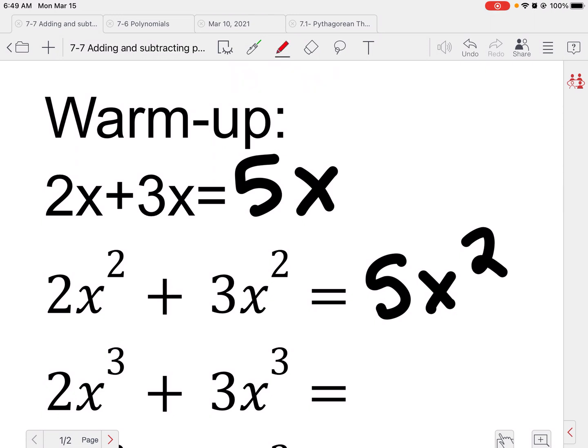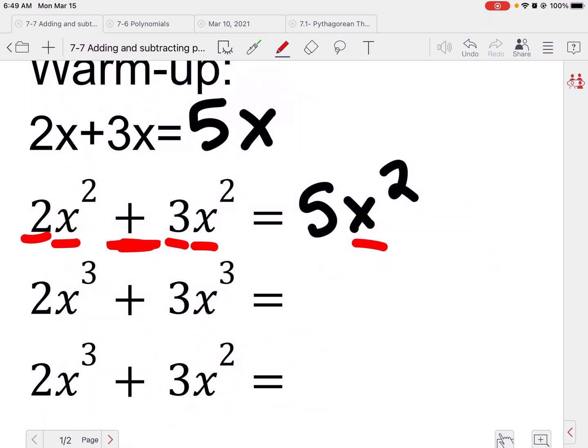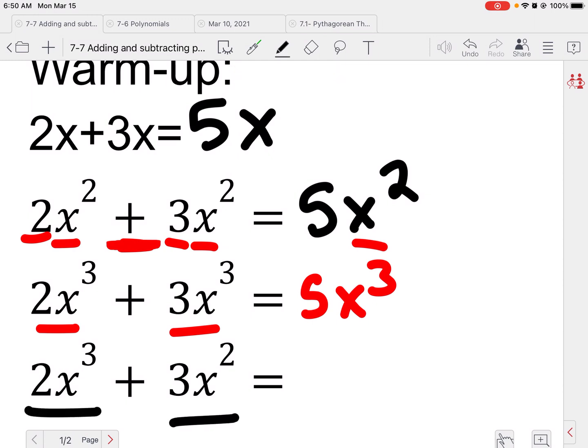Okay, notice here, because I'm adding, we don't have exponent rules for when we're adding bases and subtracting bases, so we just add their coefficients or subtract their coefficients, okay? And we keep the x squared the same all the way through when we're adding and subtracting. So 2x cubed plus 3x cubed is 5x cubed. And what about 2x cubed plus 3x squared?